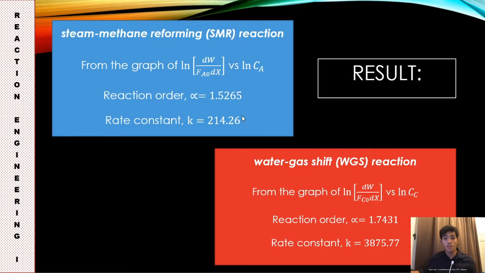From our result for the SMR part, after plotting ln(dW/(FA0 dX)) versus ln CA, our reaction order is 1.5, whereas the rate constant K is 214. For the WGS reaction, we plot the same graph, which is ln(dW/(FC0 dX)) versus ln CC, where the reaction order, which is alpha, is 1.74, and the rate constant K is 3875.